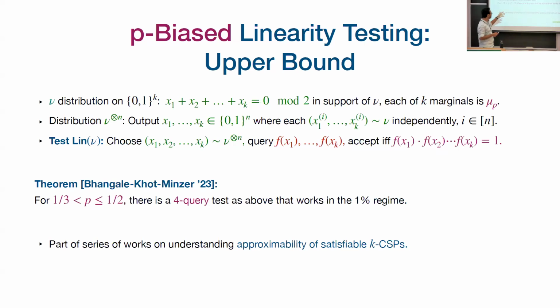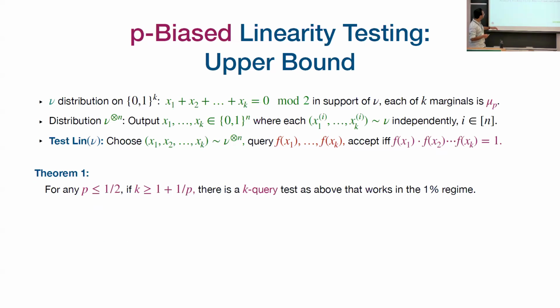Extending their result, using their techniques with some new ingredients, we prove that if you have any p which is at most half, and the number of queries is at least 1 plus 1 over p, then you have a k-query test of the above form that works in the 1% regime. So essentially we have a query upper bound: if you have at least 1 plus 1 over p queries, then you're fine.